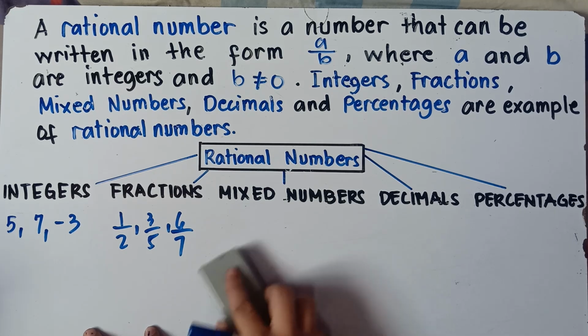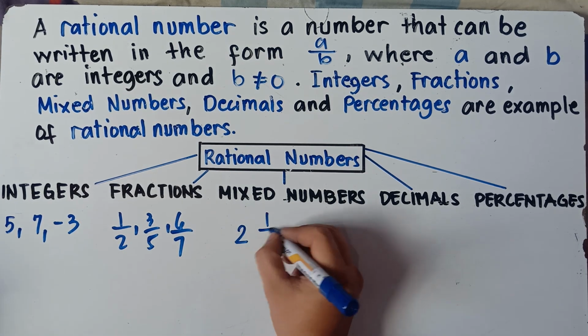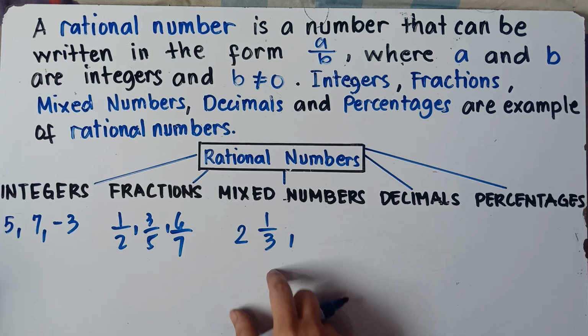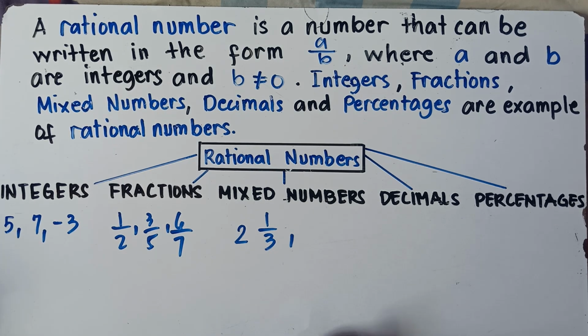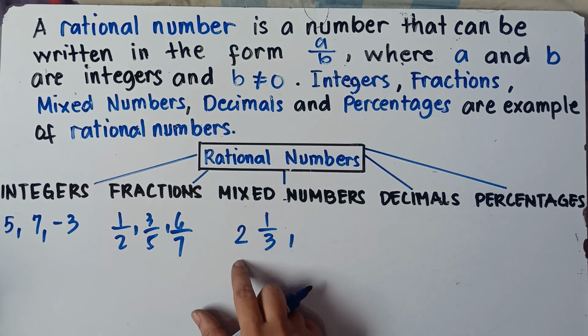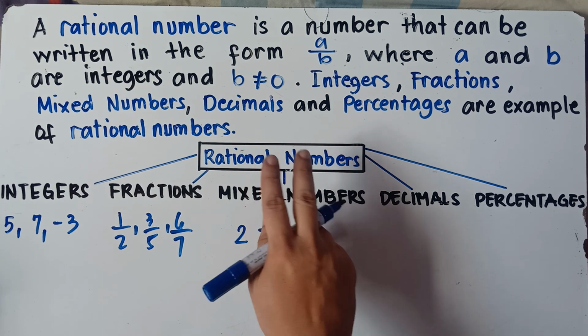Now let's talk about mixed numbers. What are mixed numbers, class? Example, 2 and 1/3. Can we call this a rational number? Yup. We have the whole number and we have the fraction. Automatically, those are rational numbers. We know that fractions are rational numbers. We know that whole numbers are rational numbers. Integers are whole numbers. Therefore, class, mixed numbers are automatically rational numbers.